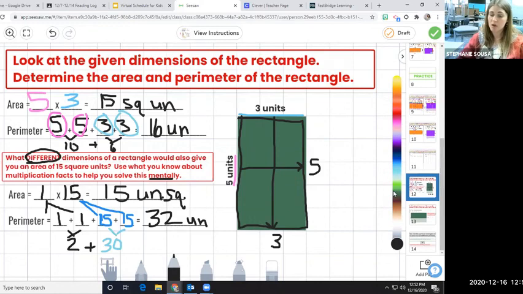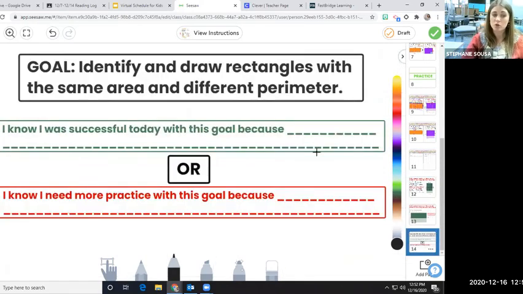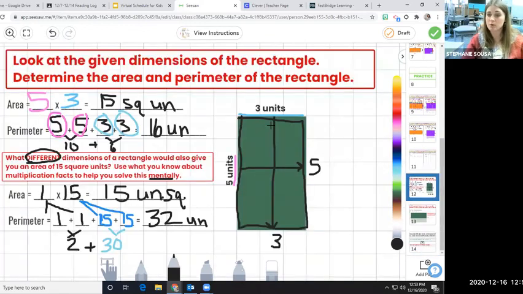Okay? On slide 14, you are asked to explain if you feel successful or not. So you will use your math vocabulary to say if you were successful in identifying and drawing rectangles with the same area and perimeter or not. Okay?